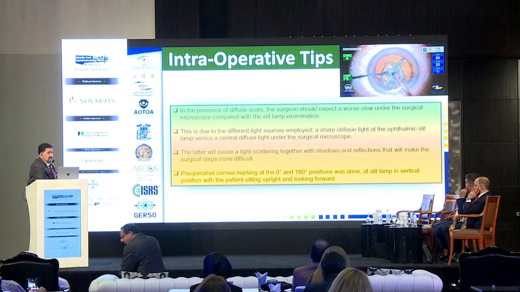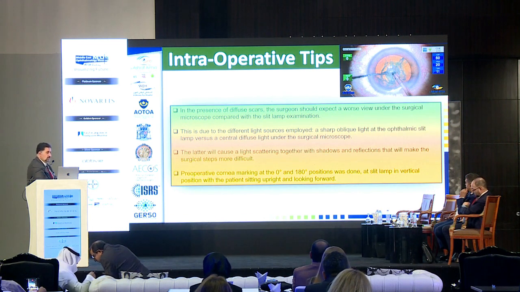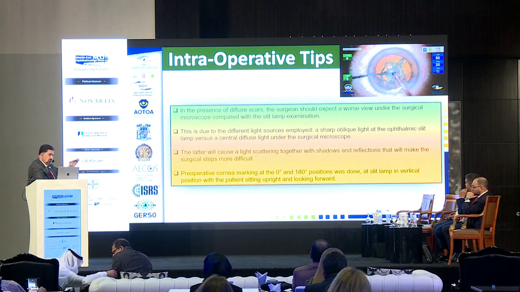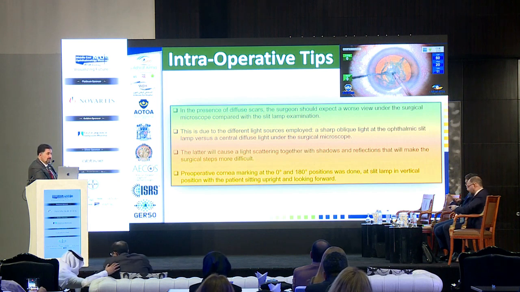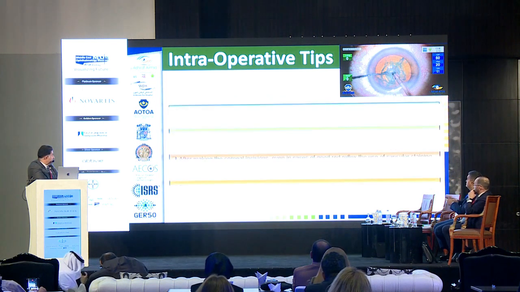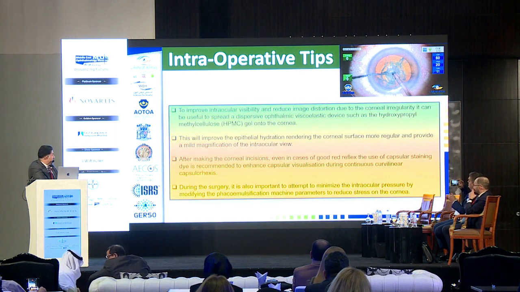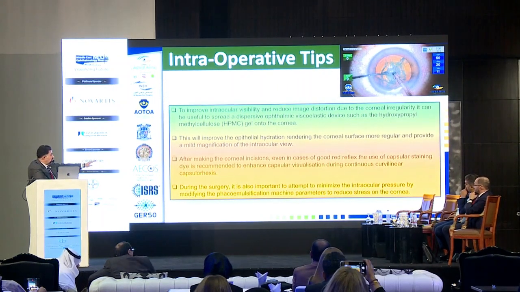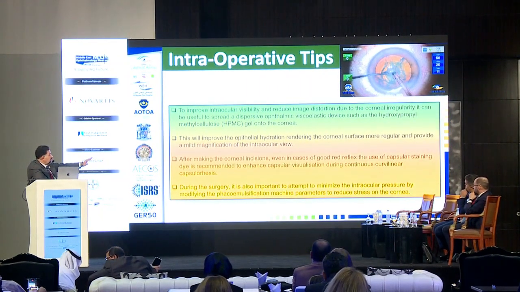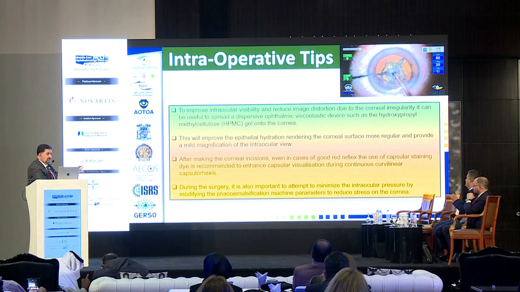A very small trick: in steep or advanced keratoconus, if you put a viscoelastic on the cornea, it will regularize the view and enhance the view for you. After marking the corneal incision, even with a good red reflex, use staining of the capsule, because you are going to find a different reflection of the capsule. Staining makes it easier for you.